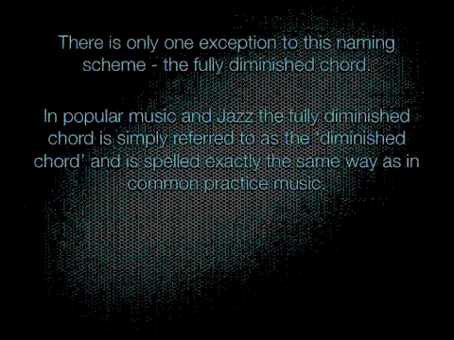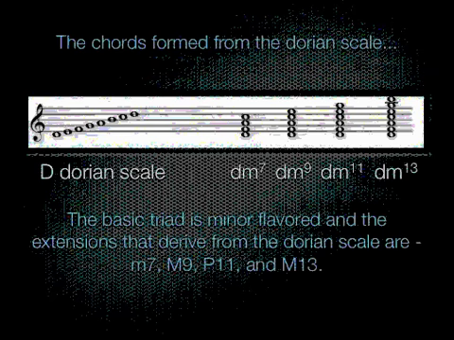And there's only one exception in this naming scheme, which is called the fully diminished chord, which is also, you will recall, an exception in the classical music method. In popular music and jazz, the fully diminished chord is just referred to as a diminished chord or diminished 7th chord, and it's spelled exactly the same way and used exactly the same way it would be in common practice music. All right, so let's look at first the chords that are made from the Dorian scale.